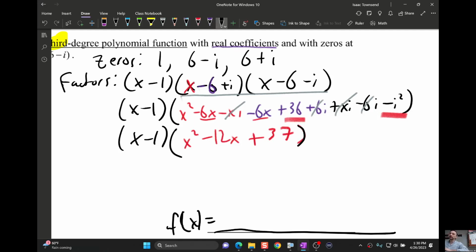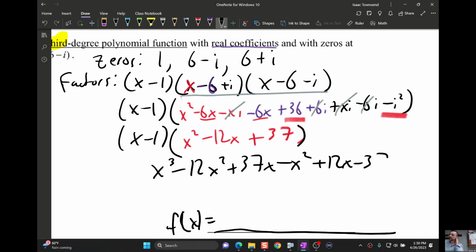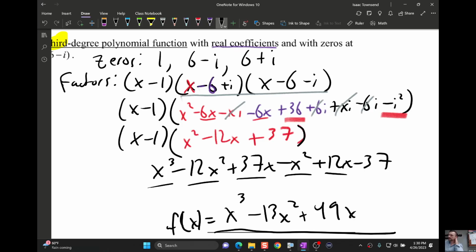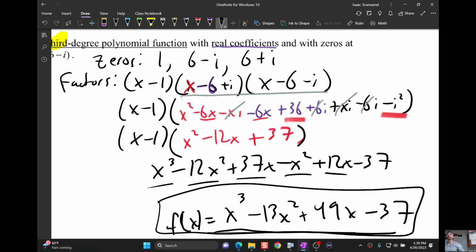Alright, finally we can distribute it in this one and then be finished. So x times all three of these, and negative 1 times all three. Combine your like terms. And now we have an answer that is a third degree polynomial. The biggest degree is 3. The biggest exponent is 3. And it would have zeros at 1, 6 minus i, and 6 plus i. And I know that because I created it from the factors that give you zeros of 1, 6 minus i, and 6 plus i.